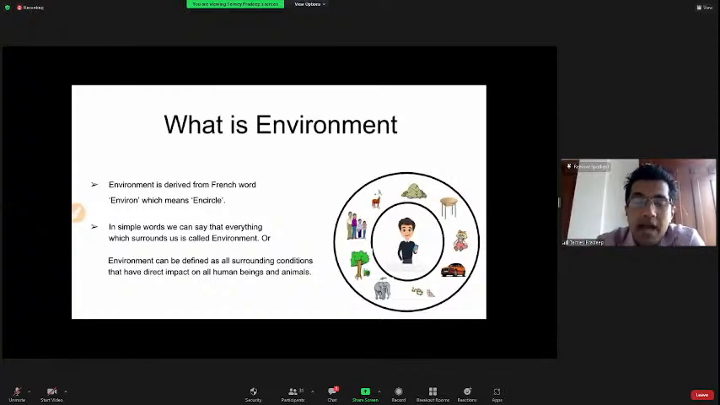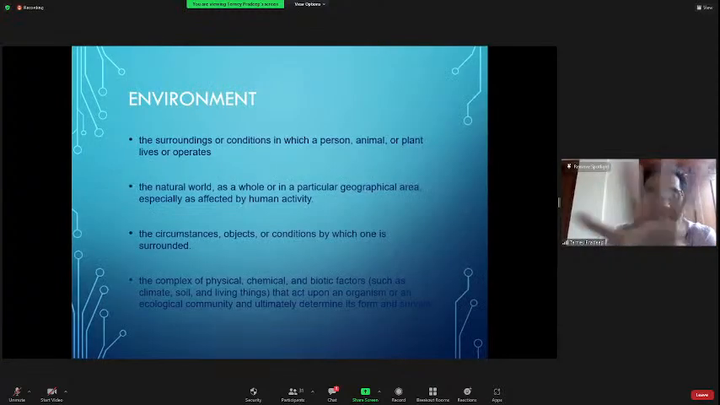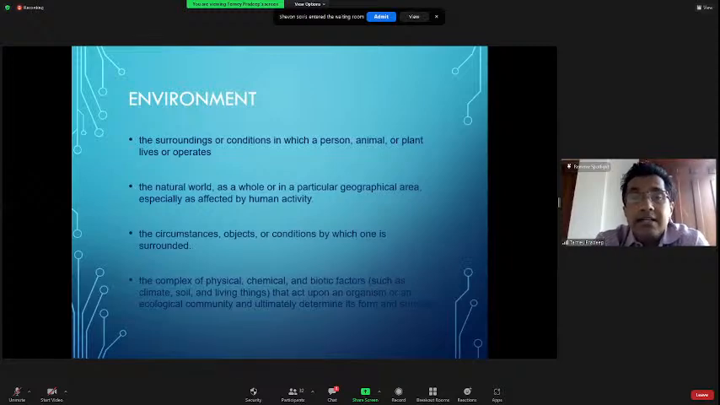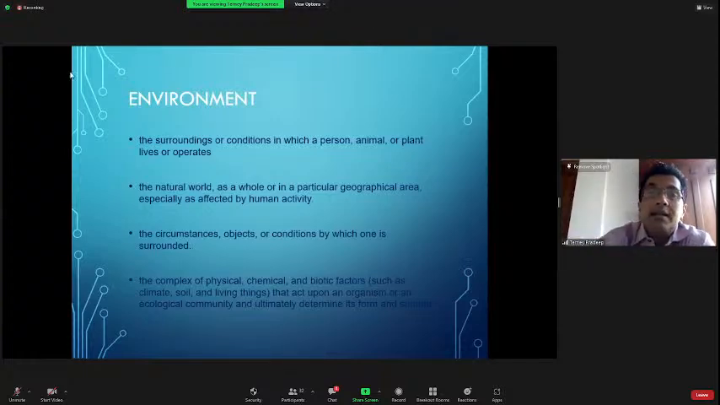In addition, animal life, plants and animals, are also parts of our environment. That's our environment, right? These are some very basic definitions about environment I found from the internet. The surroundings or conditions in which a person, animal or planet lives or operates. So the area we are operating in, right? The 3D environment we are operating in is our environment.